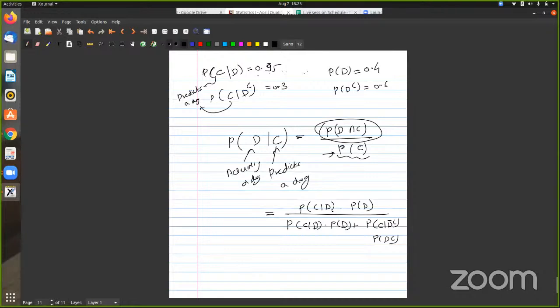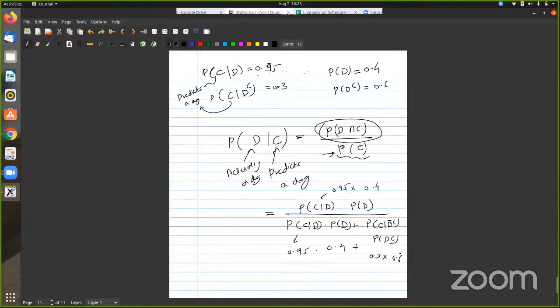Okay. So probability of C given D, we know that, right? 0.95 into probability of D, which is 0.4. Then you can put in the values, and I think it will give you the correct answer. Plus 0.3 into probability of D complement, which is 0.6. I think this will solve the problem.